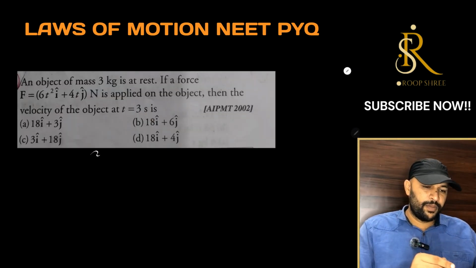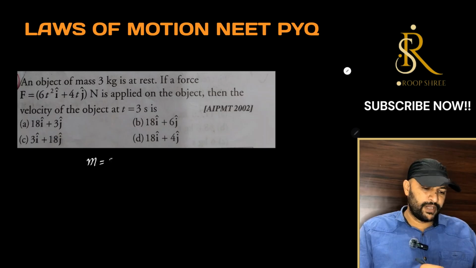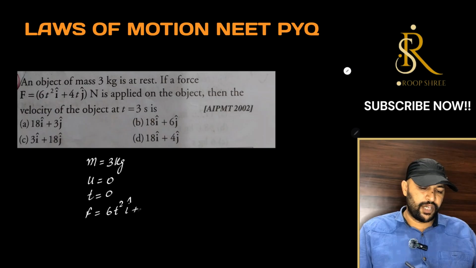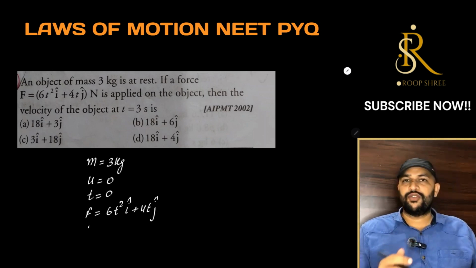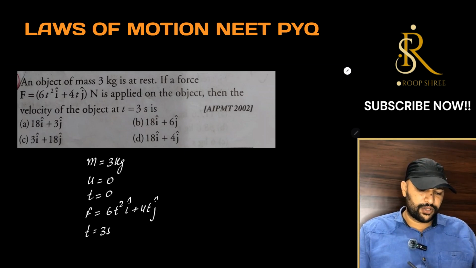So our next problem says an object of mass 3 kg. So let's write here m equal to 3 kg is at rest. So initial velocity will be 0 when t was 0. If a force F, which is a function of time, so be very careful, we are given a function of time here, 4t j cap, is applied on the object, then the velocity of the object at t equal to 3 seconds. So at t equal to 3 seconds, we have to find the velocity.